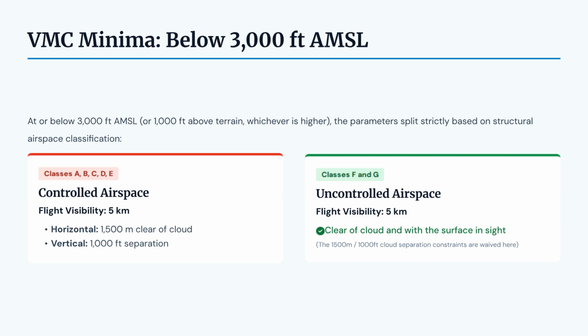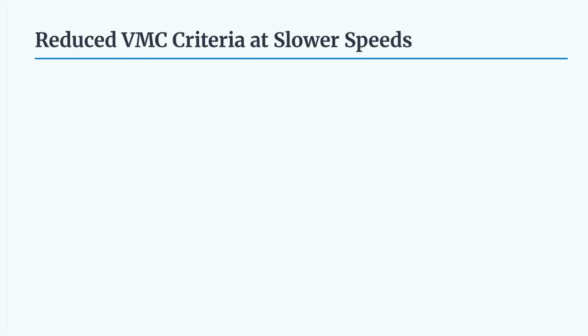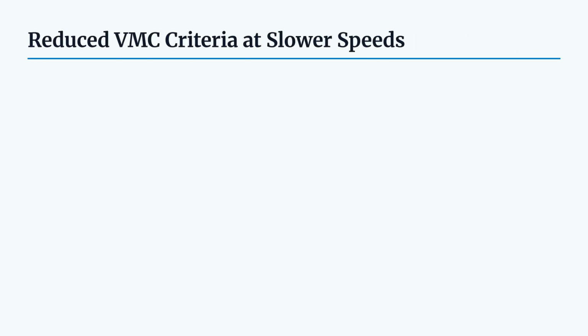Below 3,000 feet AMSL, VMC parameters split. In controlled airspace, it remains 5 kilometers visibility with 1,500 meters horizontal and 1,000 feet vertical separation. In uncontrolled airspace, it is 5 kilometers visibility, clear of cloud, and with the surface in sight, waiving the separation constraints. Reduced VMC criteria are permitted in uncontrolled airspace at or below 3,000 feet AMSL if authorized.